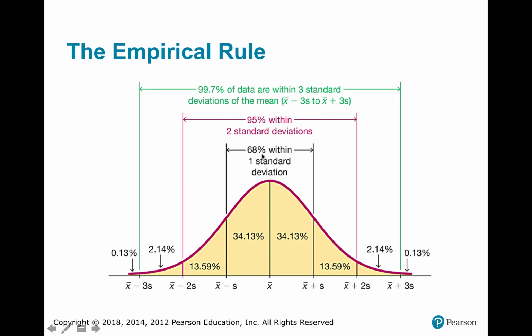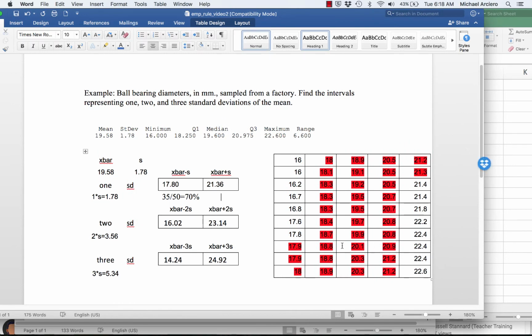It's a rule of thumb. It's not hard and fast, it's an approximation. If you have a sample, it'll be approximate. If your population is distributed approximately normally, it'll be approximate. So we get about 70%. Well, we get exactly 70% of the data here, which is close.